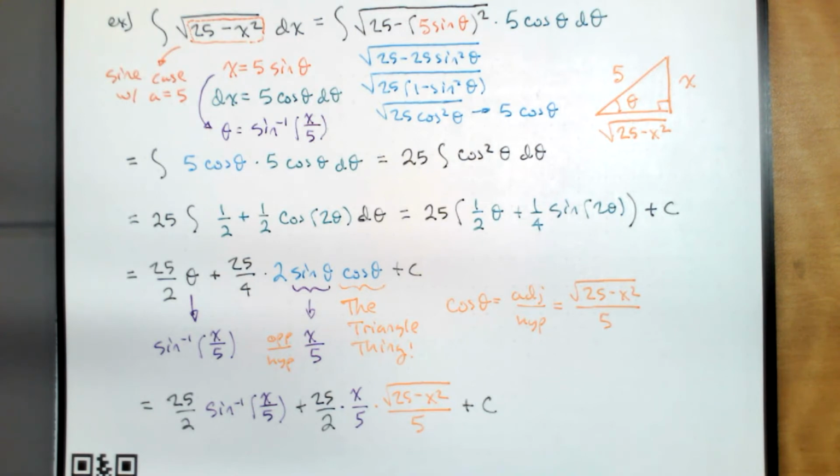So theta gets replaced with sine inverse of x over 5. Sine of theta gets replaced with x over 5. Cosine of theta gets replaced with square root of 25 minus x squared over 5. That's adjacent over hypotenuse, because we do the right triangle thing. Now all we have to do is clean up those 5s, and we have a nice answer.